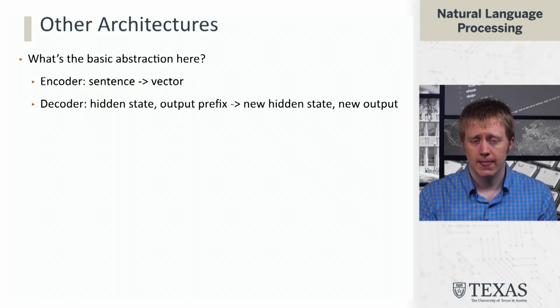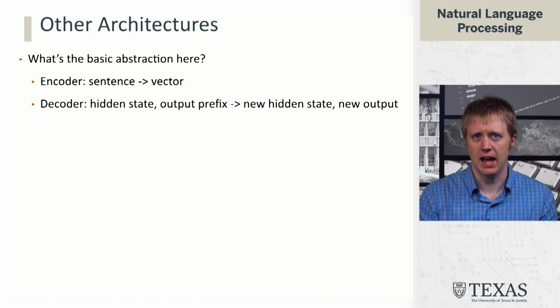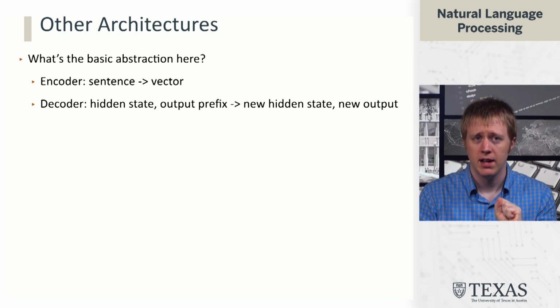Okay, so the final thing I'll say about implementing these models is that we could think about what abstractions are being enforced by these different modules. So the encoder is really mapping sentences into vectors, right? Like one vector per token. And the decoder takes a hidden state and a prefix of the output and returns a new hidden state and a new output.